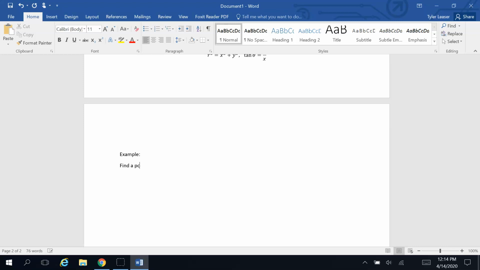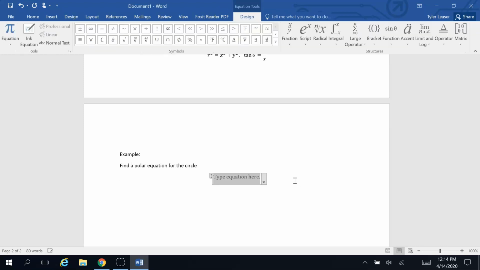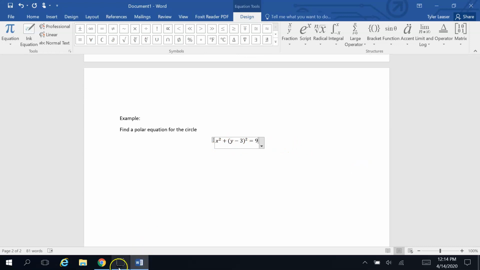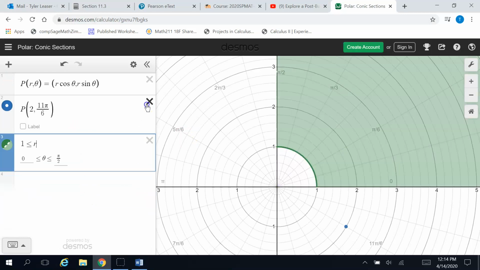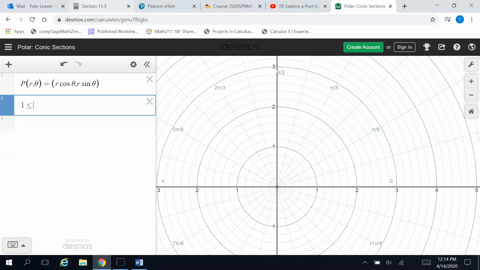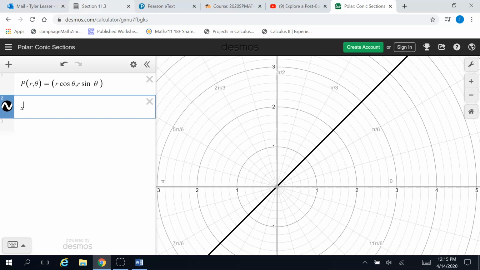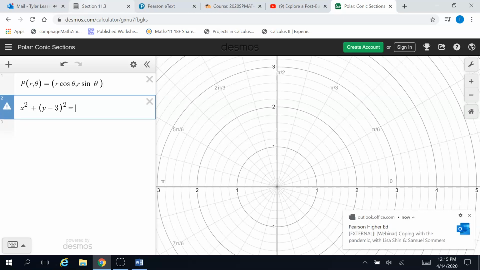Something like find a polar equation for the circle x squared plus (y minus 3) squared is equal to 9. Okay, so we can graph this in Desmos again. X squared plus (y minus 3) squared is equal to 9. Let me just get rid of some of this stuff. Okay, so x squared plus (y minus 3) squared is equal to 9.